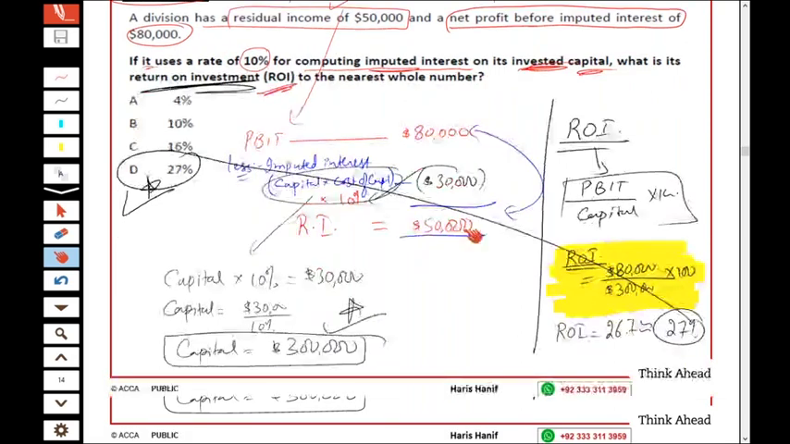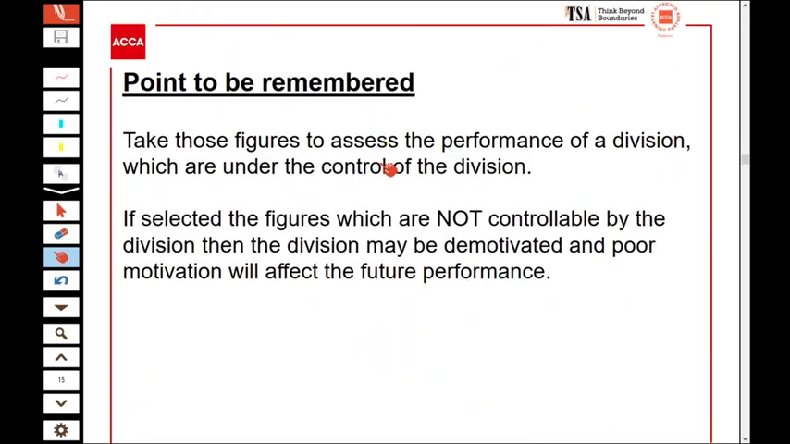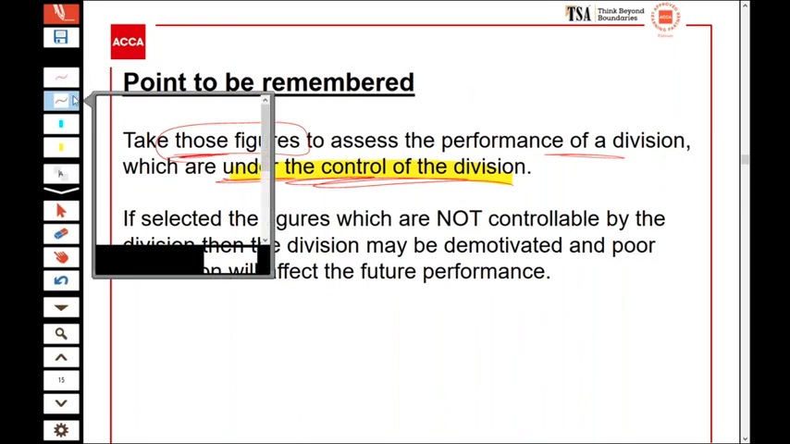Now, moving to the next points to be remembered. Yes, these are very important points. We are assessing the performance of a division. So we should take those figures which are under the control of a division, because it's a good rule to assess the performance. Performance should be assessed based on the controllable factors.